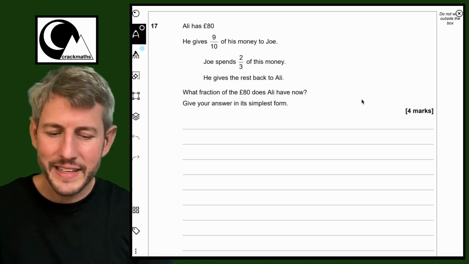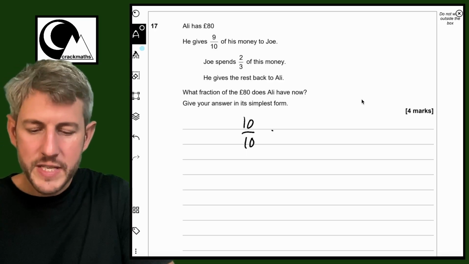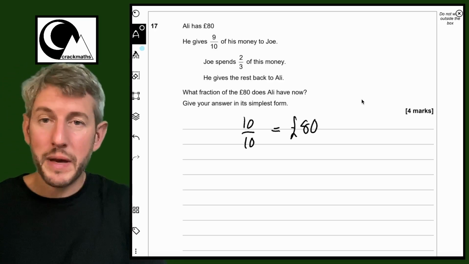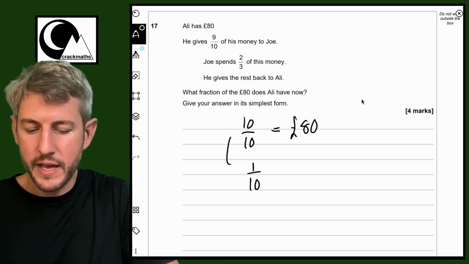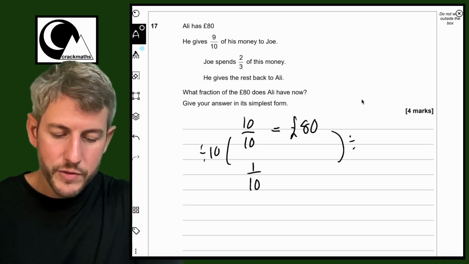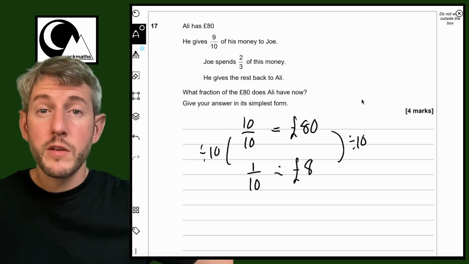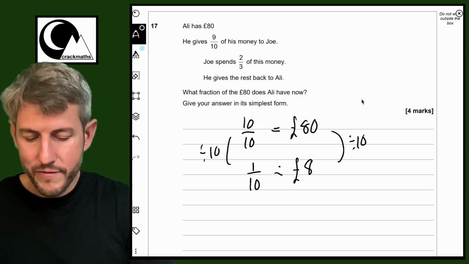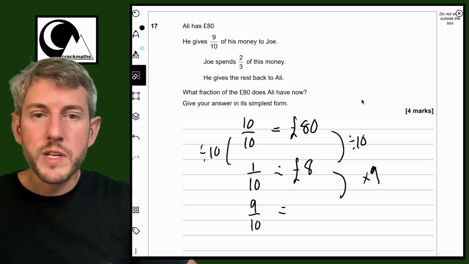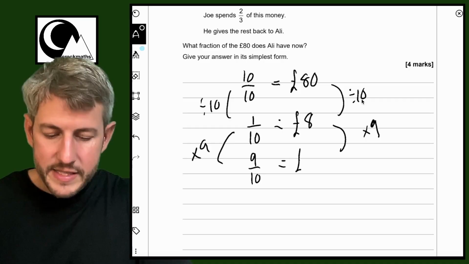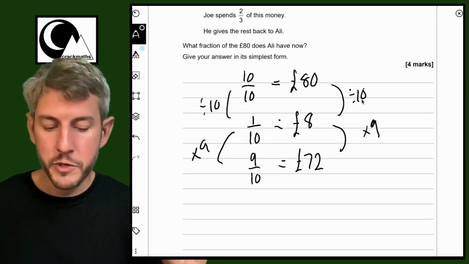Okay, right. So Ali gives 9/10 of his money. So we're starting off with 10/10. So 10/10 is equal to £80. So let's then find out what 1/10 is by dividing this by 10. So 1/10 will be £8. So now we can think about what 9/10 would be. So 9/10 of this would be 9 lots of that. So times 9, and 8 times 9 is £72. So he gives £72 to Joe.